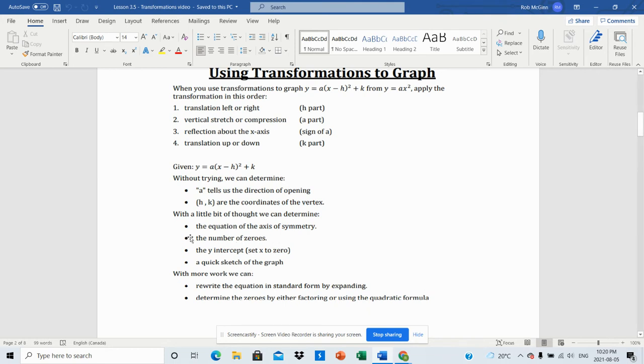If we think about it, we'll be able to figure out the number of zeros or x-intercepts. Does it have 0, 1, or 2? We'll be able to find the y-intercept simply by setting x equal to 0 and solving for y. And we'll be able to do a quick sketch of the graph. If we want to do even more work, we can rewrite the equation in standard form by expanding it and then simplifying the terms like we did in lesson 3.4. And then we can determine the zeros by either factoring or simply using the quadratic formula, but we're not going to get into that right now.